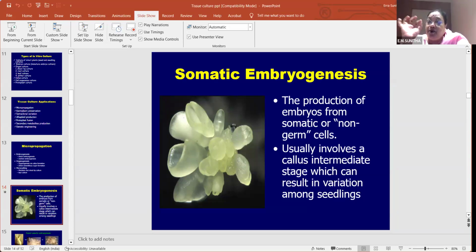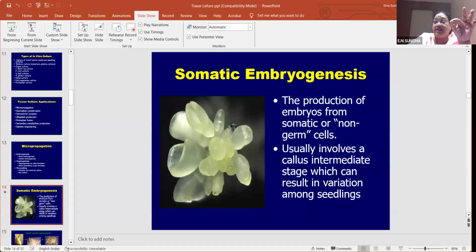In tissue culture you don't have union of the male and the female gametes. Directly you'll be getting the plant system. That's why you call that somatic embryogenesis. So here somatic embryos are formed directly, or they are non-germ cells. That means they don't come under the reproductive cells, that is the germline cells.